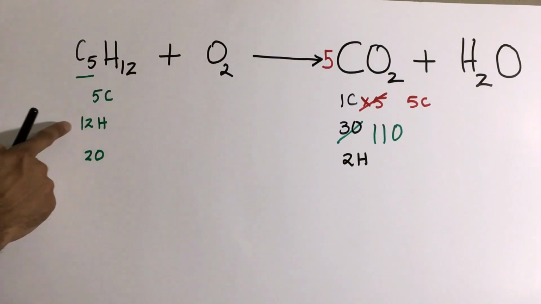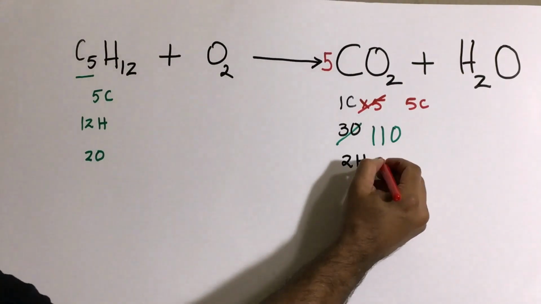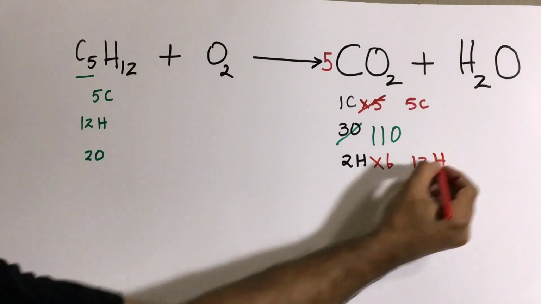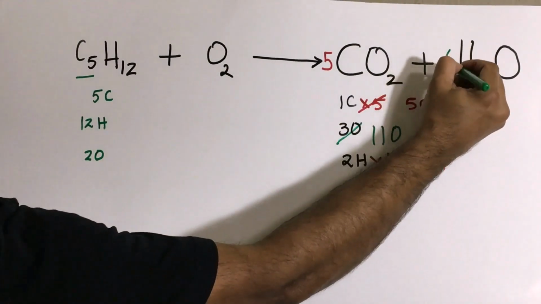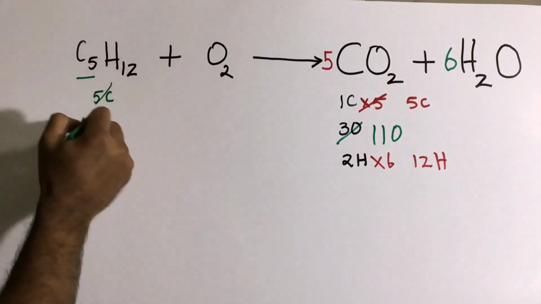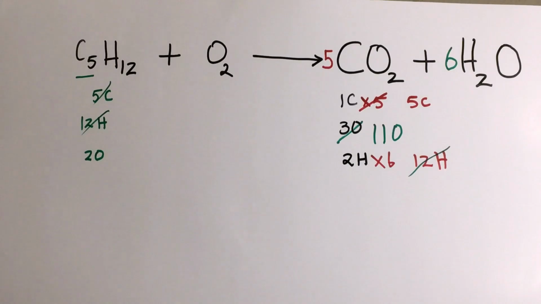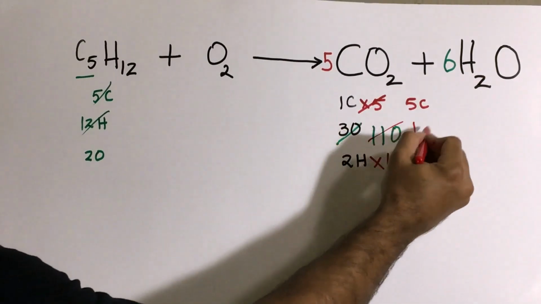Now we have 12 hydrogens here, and we have 2. How do we go from 2 to 12? Well, we just multiply by 6, which gives us 12 hydrogens. So we put 6 in front of the hydrogen. Now we have effectively balanced the carbon and the hydrogen tally. And what have we done to the oxygen in the process? Well, we now have 10 plus 6, 16 oxygen total.